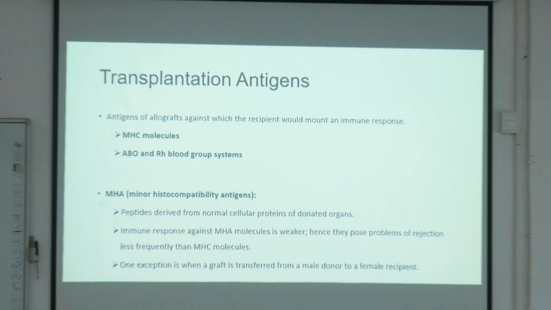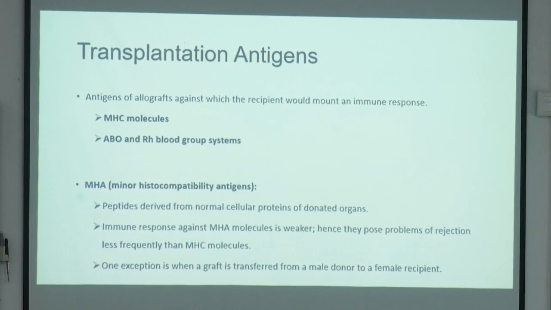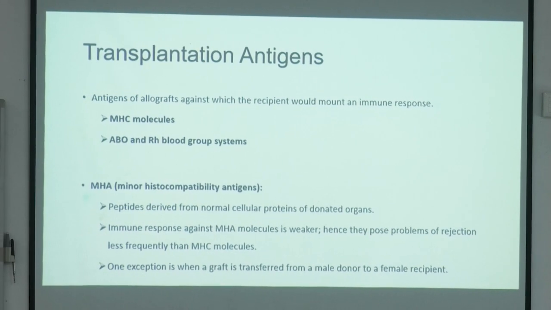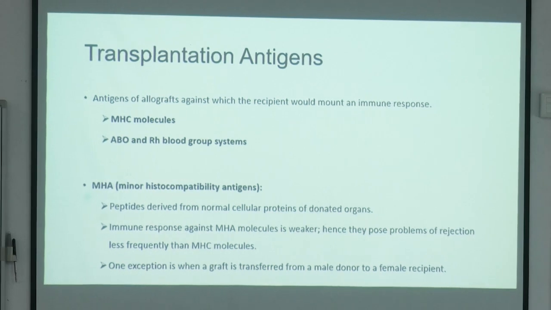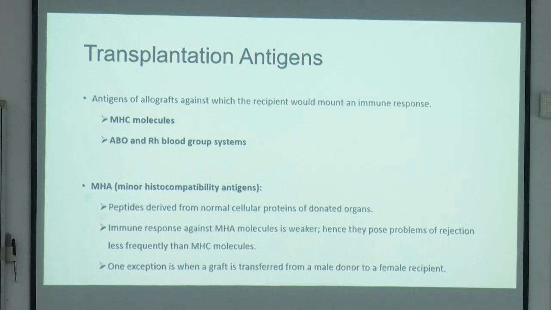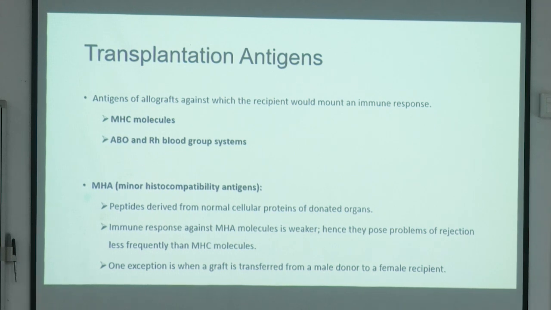Then, if the question comes that it might be compatible or incompatible, that means there must be some antigens which are predominantly responsible for the incompatibility. What are those antigens? One is the MHC, major histocompatibility molecules. The other is the ABO and Rh blood grouping system. I think you have learned about ABO and Rh blood grouping in your first profession. Along with that, there will be minor histocompatibility molecules.